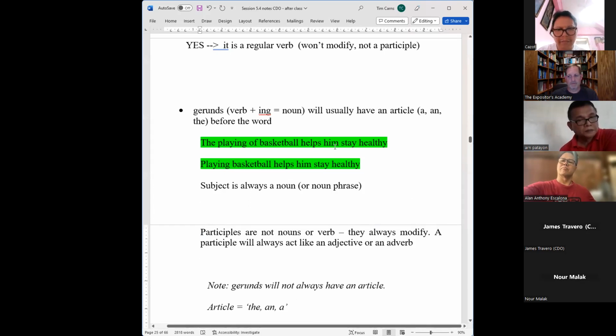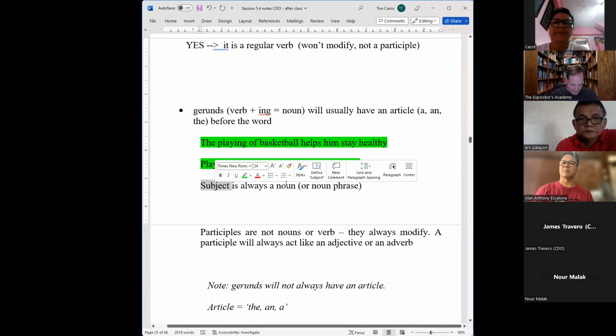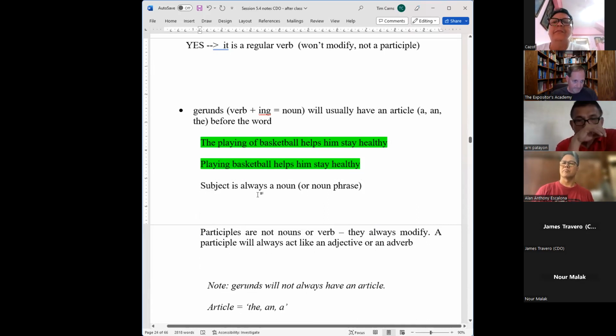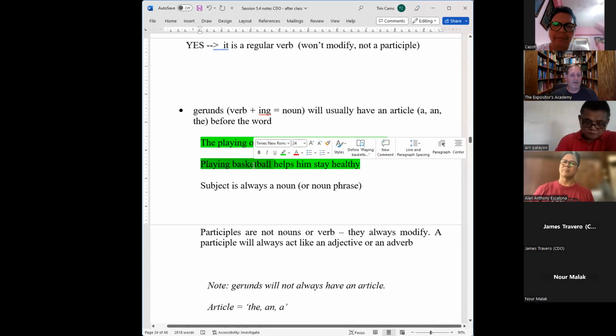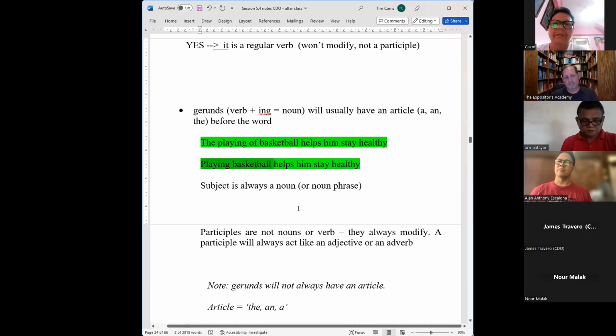Follow me? Adjectives and adverbs modify. Nouns and verbs do not modify. That's just the way they work in English. So if I have something that's a subject, that means it's a noun, which means it doesn't modify. If I have something that's a verb, that means it doesn't modify. So playing basketball is the subject here. That is what helps him. And really, we should stay healthy.